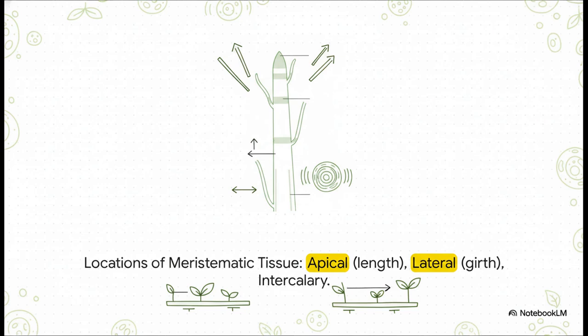Now have a look at this diagram. It shows the three types of meristems. Right at the tip of the stem and the root, you have the apical meristem. This helps the plant grow taller. Then there's the lateral meristem, which increases the plant's width, or what we call its girth. And finally, you have the intercalary meristem, which you'll find near the nodes. Those are the points where leaves grow from, and it helps in the growth of those leaves and branches.